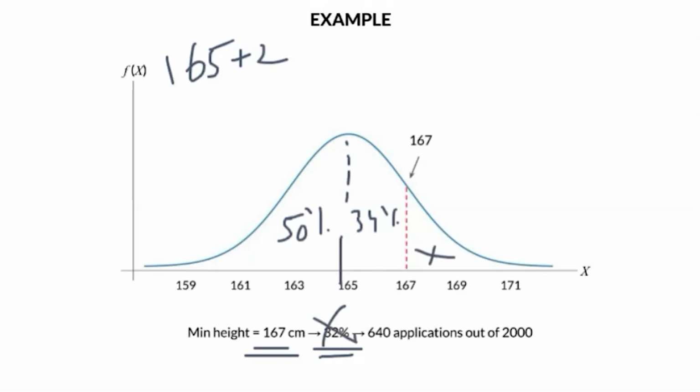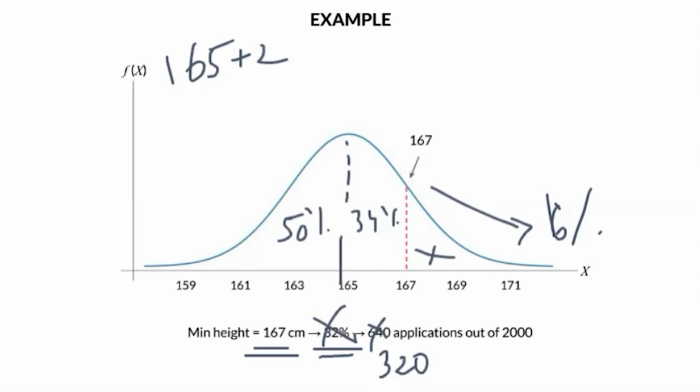That's my bad. It should be 50 plus 34, which is how much? 84%. So remaining will be 16%. So if I move the minimum height threshold to 167, which is 165 plus 1 standard deviation, 165 plus 2 is 167, the total area under the curve till 167 is 50% plus 34%, 84%. So I'm removing 84% of the 2000 applications. 16% will remain. So it's not 640, that's a mistake. 320 applications will remain.